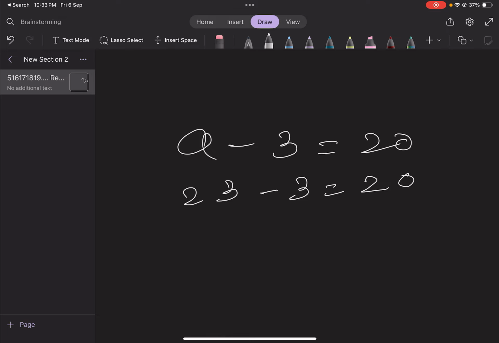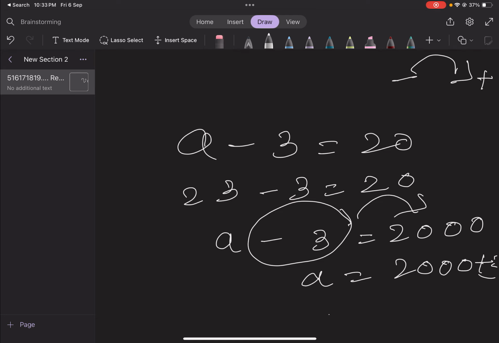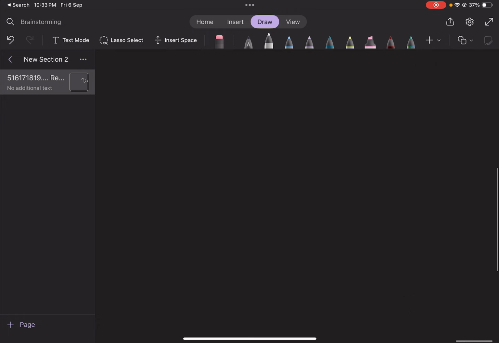But suppose I have a question, a minus 3 is equal to 2000 or 1 lakh, or a number having 3-4 digits. Just remember one thing, you don't have to do anything. What I told you, if something is negative and I am shifting it to that side, the negative will become plus. Right? So a is going to be 2000 plus 3, that is 2003. Right? So these things are clear.